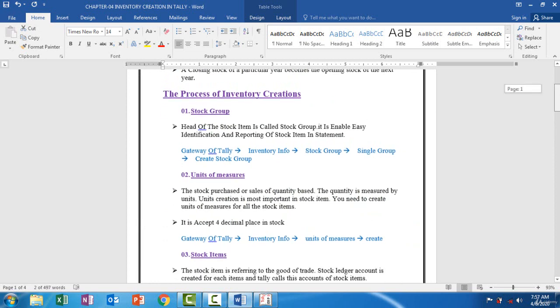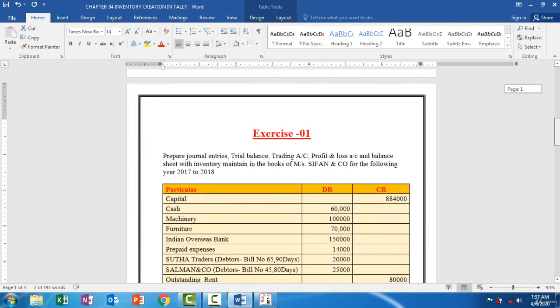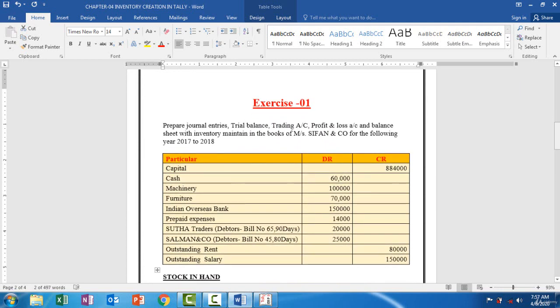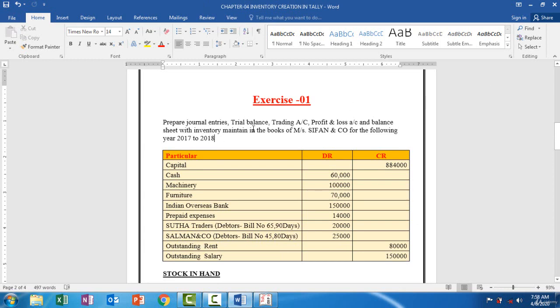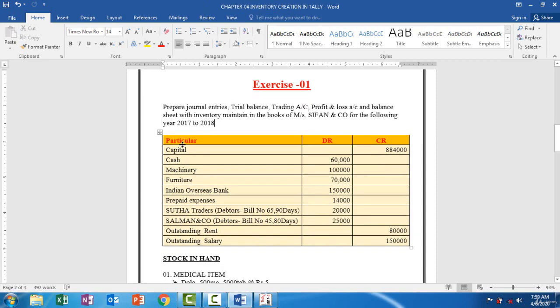Now we are going to look at the example of inventory creation. The exercise is to prepare the journal entries, trial balance, trading account, profit and loss account, and a balance sheet with inventory maintenance in the books of Siphon Co. for the year 2017 to 2018. The first items are capital, cash, machinery, furniture, Indian Overseas Bank, prepaid expenses, Sudha Traders as debtors, and Salman Co. company, outstanding rent and outstanding salary. The trial balance will be provided for us, and we have to enter it into the Tally program.